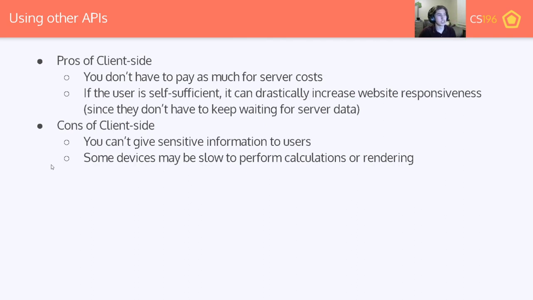Additionally, some devices are maybe too slow to perform advanced analysis or calculations or data processing or rendering for that matter, right? If someone's loading your page on a Raspberry Pi, 5 miles away from the closest cell tower and they're on 2G, I think Raspberry Pis have cellular support with an add-on board. Anyway, that's not going to be so great for them because it's going to take a very, very long time to load.